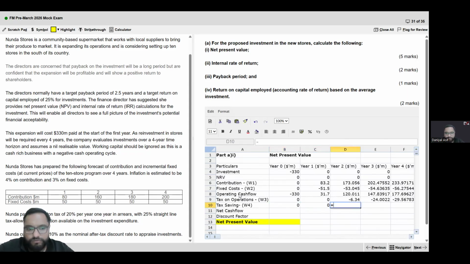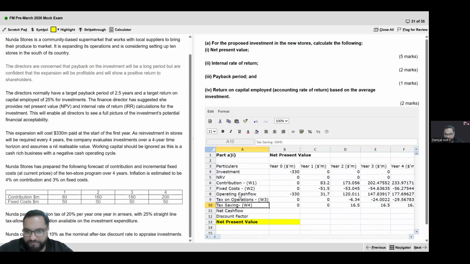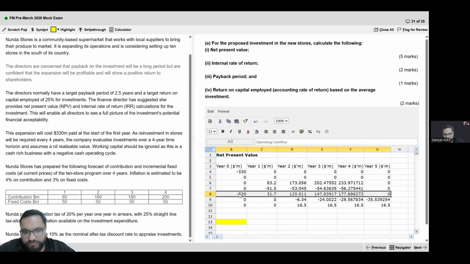0 is equal to C39, D39, E39, and F39. Because this is a benefit, this is going to be positive. Now, our operating cash flows were this.